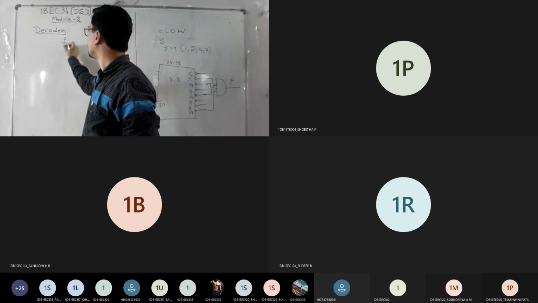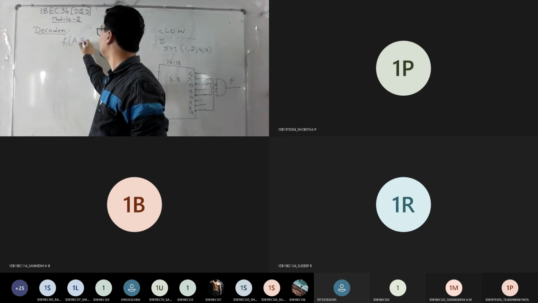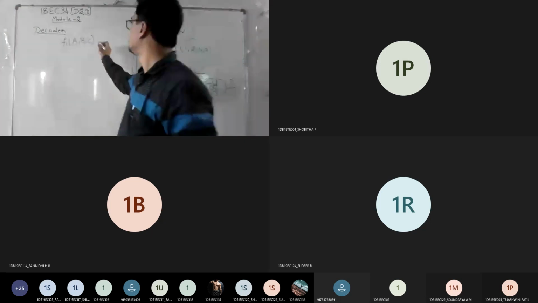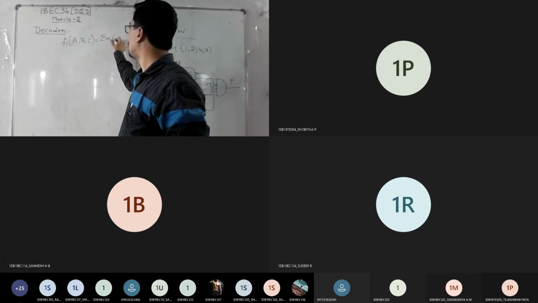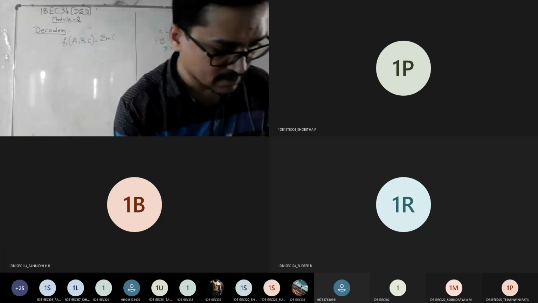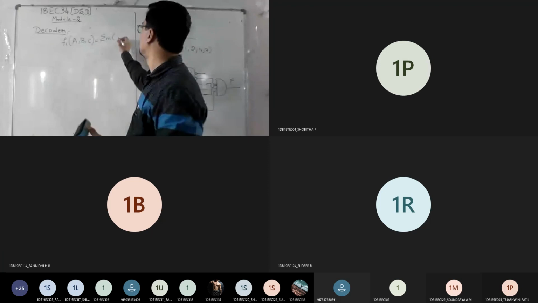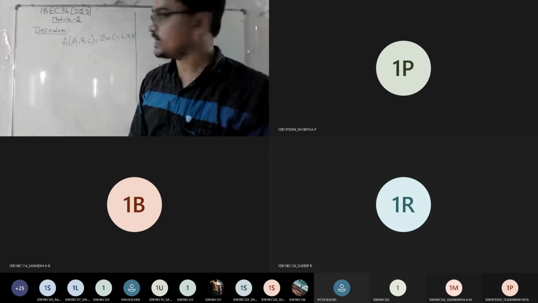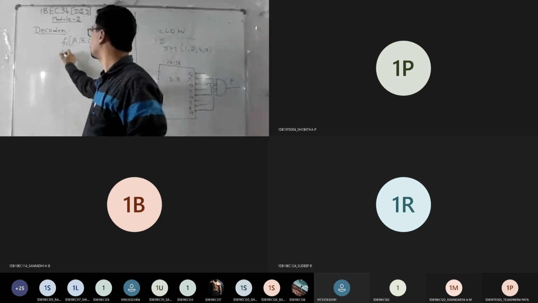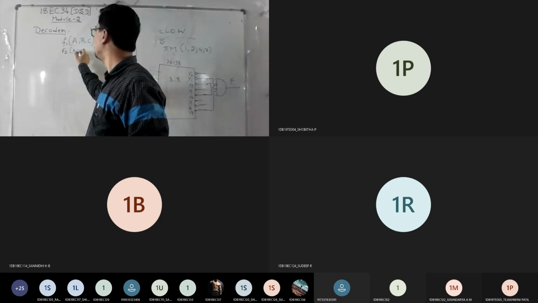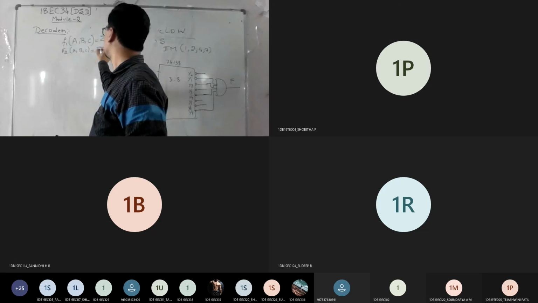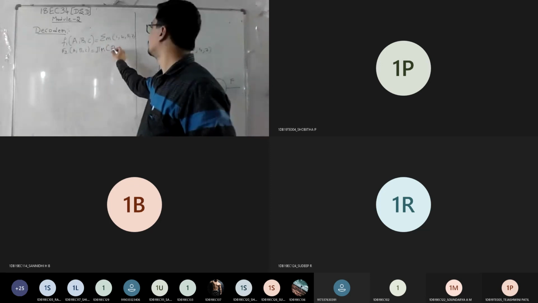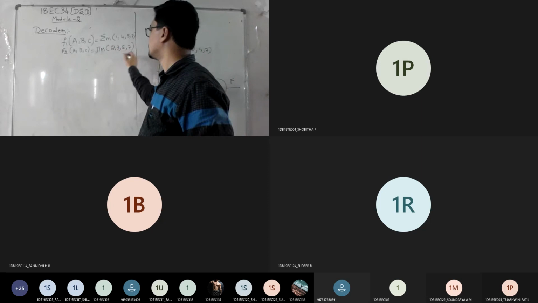What is the question? F1 of ABC, so function of ABC is given with summation m of 1, 4, 5, 7. Okay, so this is your function 1. Similarly, function 2, F2 of ABC, with your max term, nothing but POS form, is given with 2, 3, 6, 7.